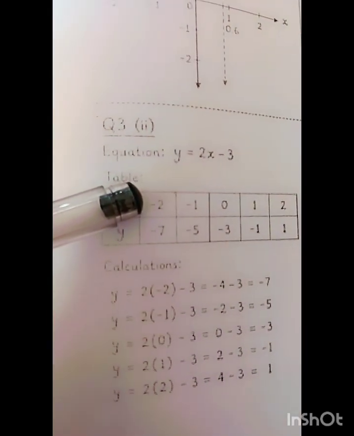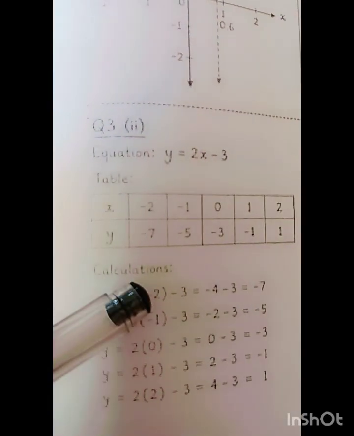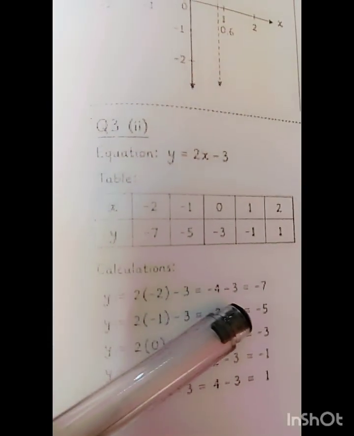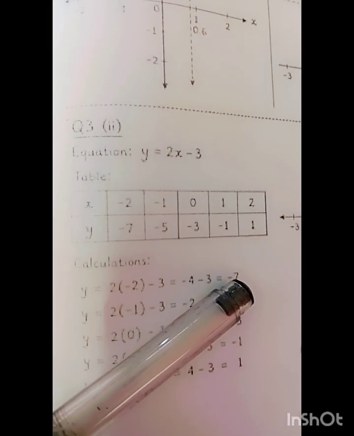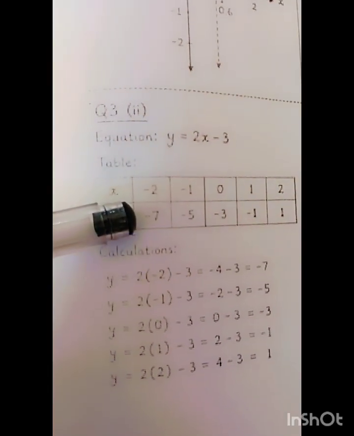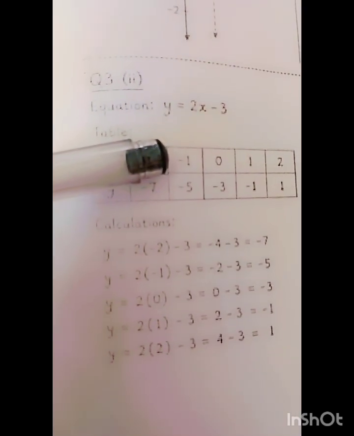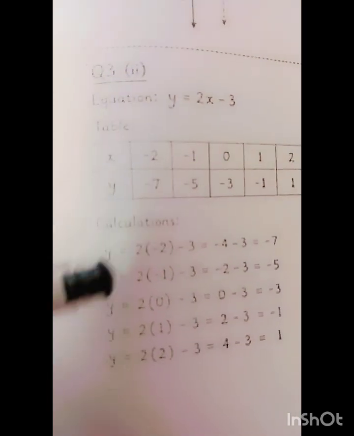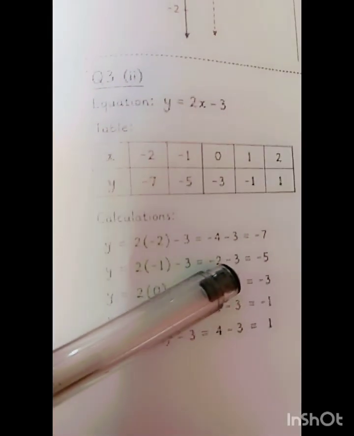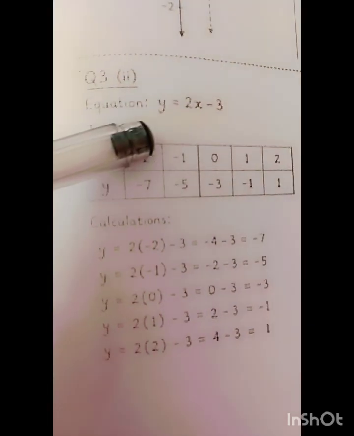Now put these values in this equation. Start from x equals minus 2. When we put minus 2 in place of x, 2 twos are 4, so minus minus becomes plus 4, and 3, 7, we get minus 7. So when x is minus 2, we get y equals minus 7. Now we will put the other value of x, that is minus 1, in this equation. In place of x, 2 multiplied by minus 1, 2 ones are 2, so minus 2 and minus 3 becomes minus 5. So x equals minus 1 means y equals minus 5.